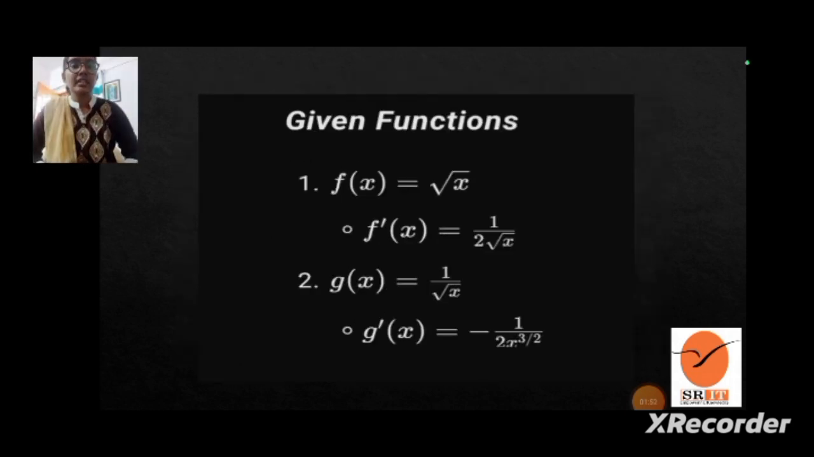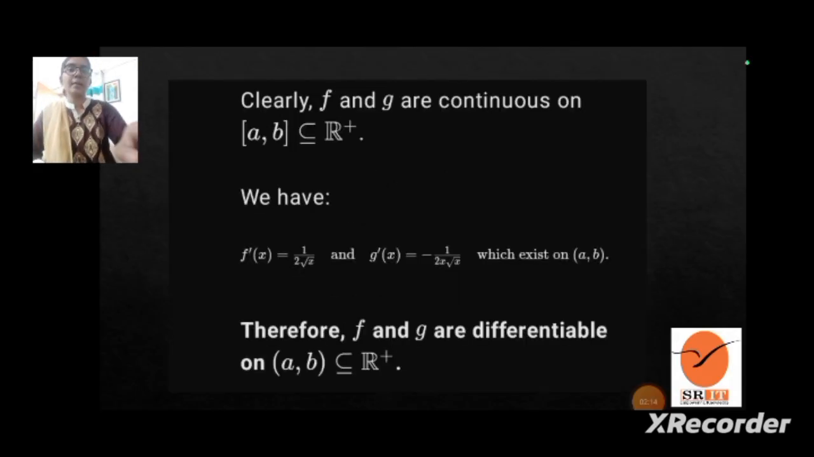Now let's look at the given functions. So the given functions are f of x equals root x. After differentiating, it leads to 1 upon 2 root x, and g of x equals 1 upon root x, and after differentiation it leads to minus 1 upon 2x to the power 3 by 2.